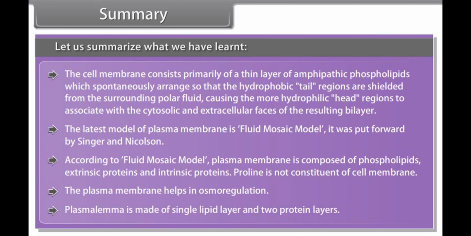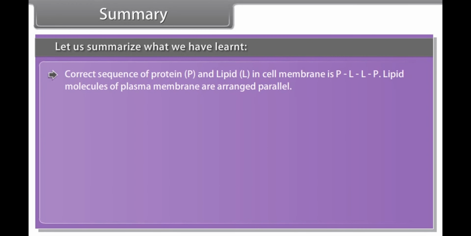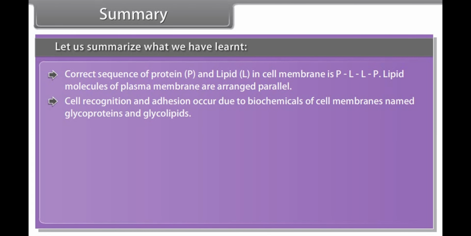Plasmalemma is made of single lipid layer and 2 protein layers. Correct sequence of protein P and lipid L in cell membrane is PLLP. Lipid molecules of plasma membrane are arranged parallel. Cell recognition and adhesion occur due to biochemicals of cell membranes named glycoproteins and glycolipids. 2 animal cells are interconnected by desmosome.